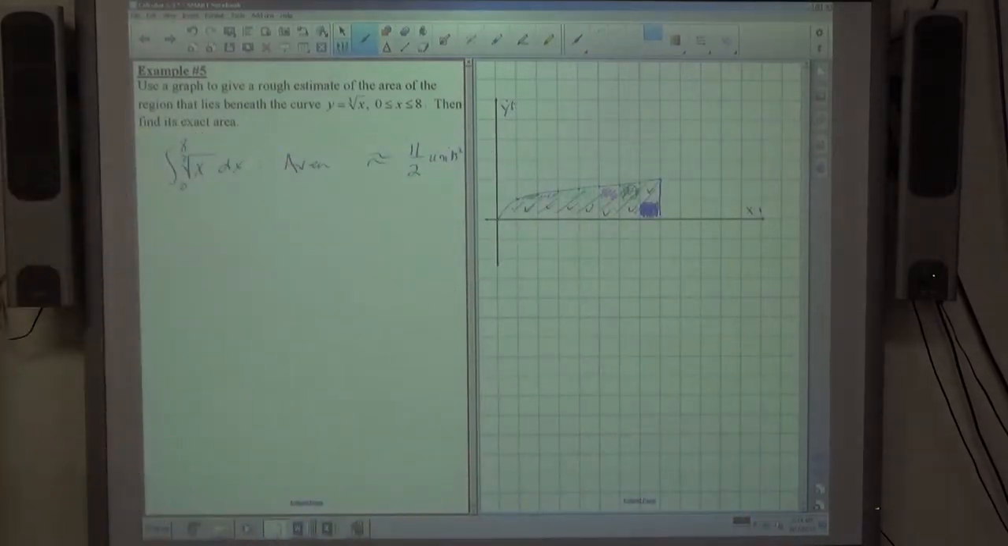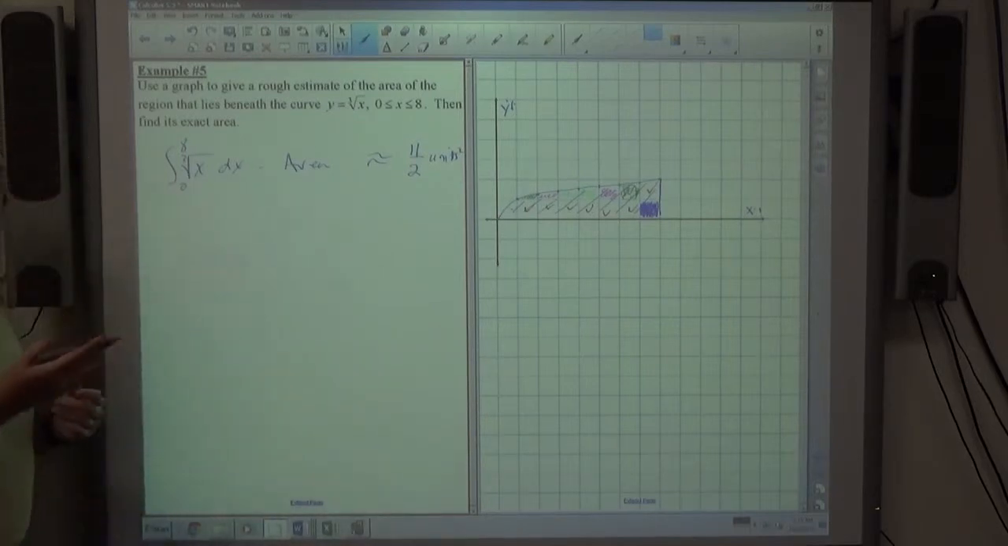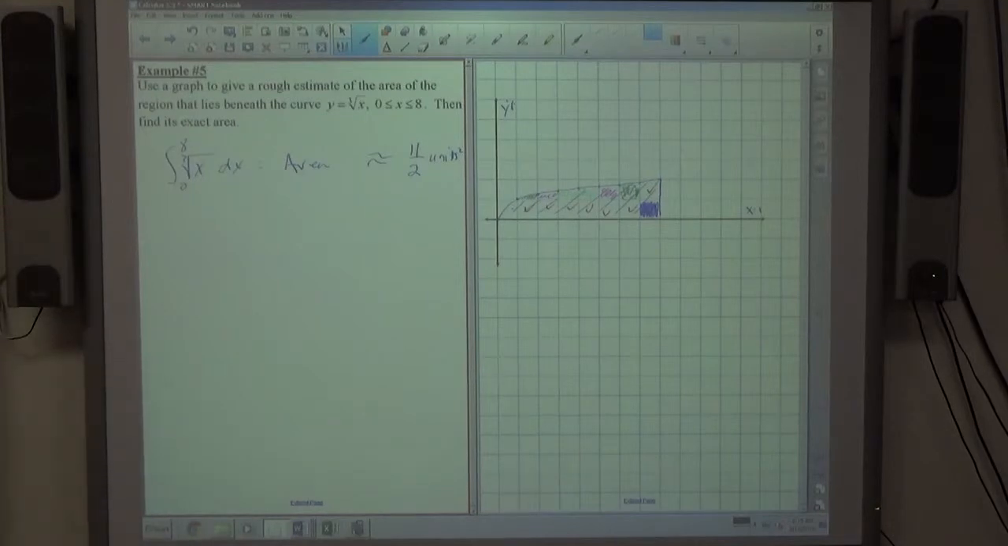And again, that's not using any calculus whatsoever. I just graphed it and I estimated, I ballparked things. I used a little geometry, a little eyesight, no major math going on here. All right, so once I've estimated it using the graph, now I want to go ahead and use calculus to get the exact answer. And I'm expecting something around 11 halves.